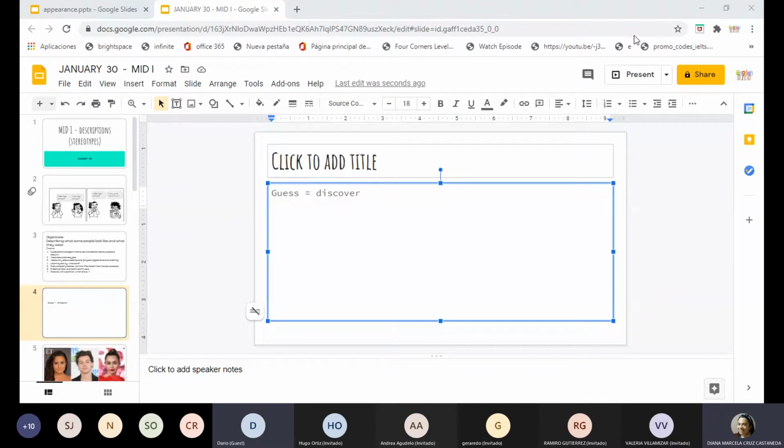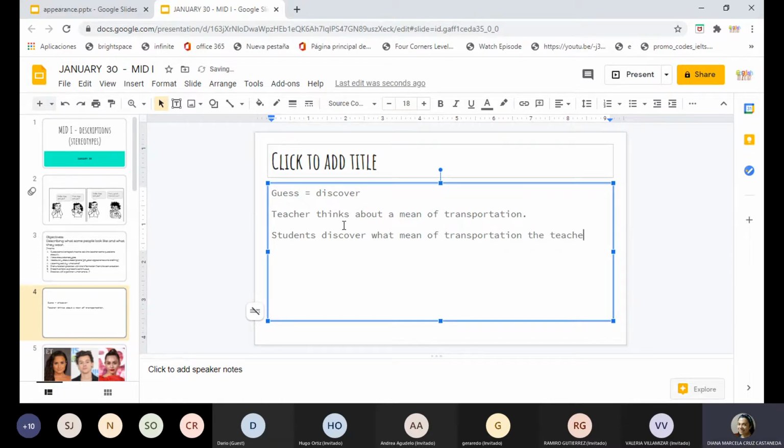So what's the idea here, guys? The teacher is going to think about a means of transportation, all right? And the students' mission is to discover what means of transportation the teacher is thinking about, okay?